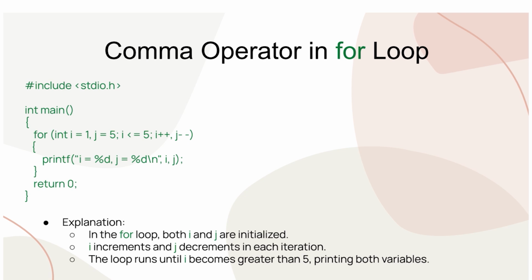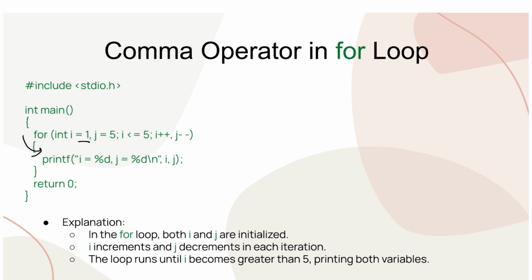Let us see an example here. In main, I have two variables i and j as counter variables in the for loop. int i = 1 and j = 5. So these two variables are initialized using the comma operator. Then I am specifying the condition i less than or equal to 5, and the block of code executes till that condition holds. I am not testing the value for j, and after that i is incremented and j is decremented. So initially the condition is true because i is less than or equal to 5.